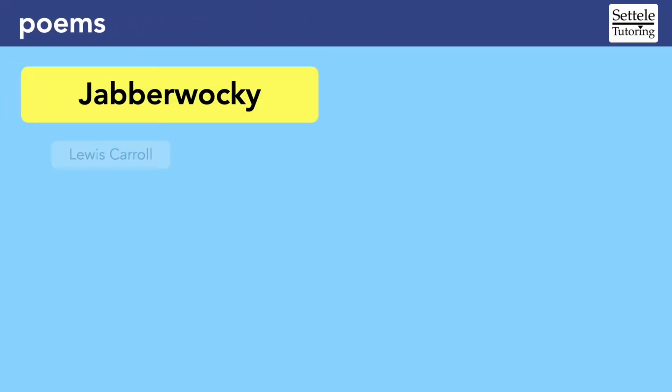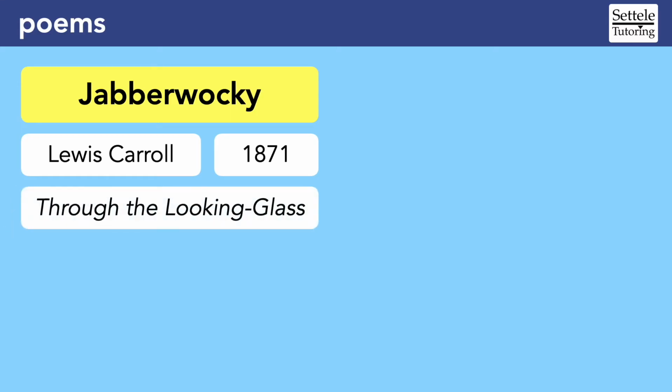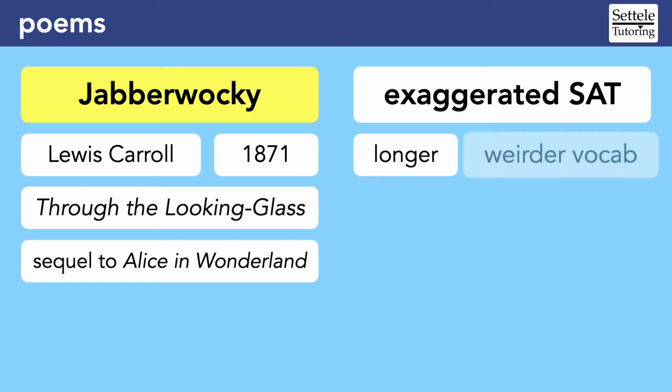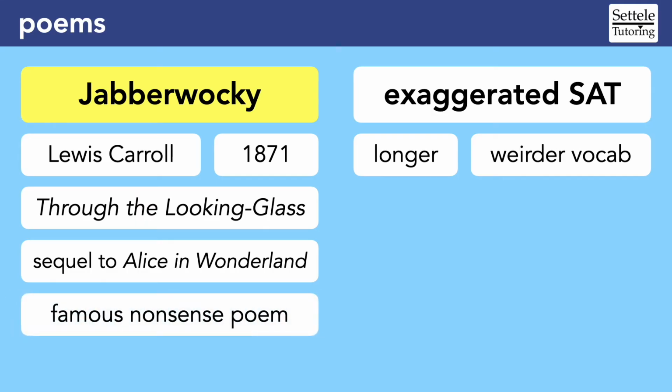To help me prove my point, we're going to look at Jabberwocky, a very famous poem by Lewis Carroll from his book Through the Looking Glass, which most people know better as the sequel to Alice in Wonderland, the well-known children's book. I'll admit that this poem is a little different from what you would see on the SAT. It's too long and has very weird vocabulary. In fact, Jabberwocky is the most famous nonsense poem in the English language.